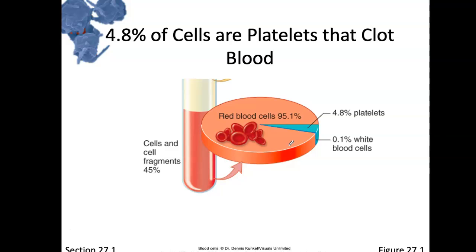So white blood cells, red blood cells, and now platelets. 4.8% of your cells are platelets, and their sole function is to clot in the event that you were to have some unwanted bleeding.